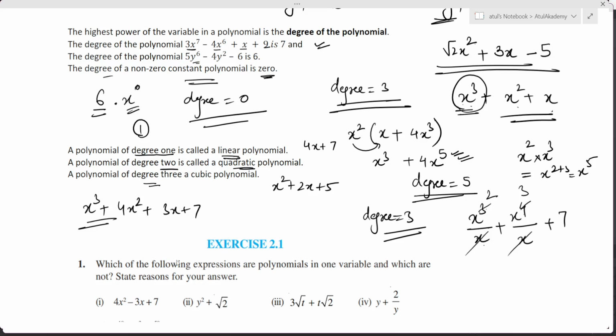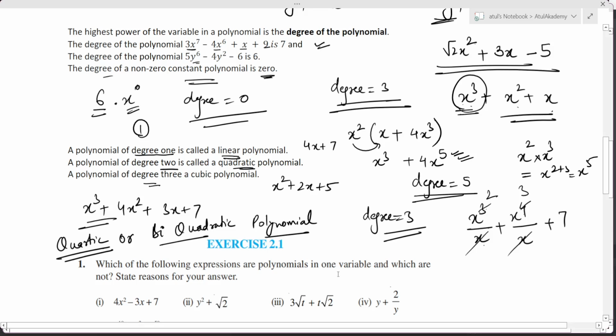A polynomial of degree 4 is also known as, I'll just mention over here, a biquadratic polynomial, because biquadratic means double quadratic. Also, you can call it quartic. What can you say it as? Quartic polynomial or biquadratic polynomial. Fine, kids. So I hope, students, till now it's clear.